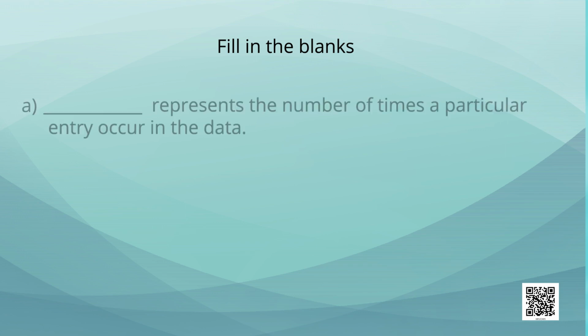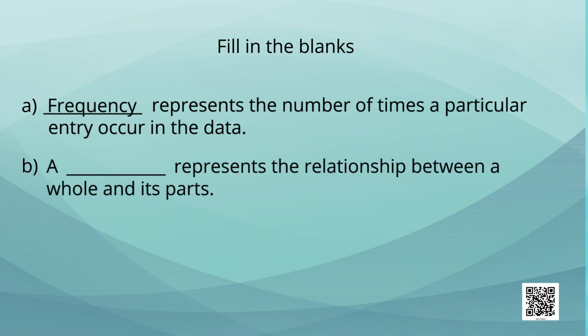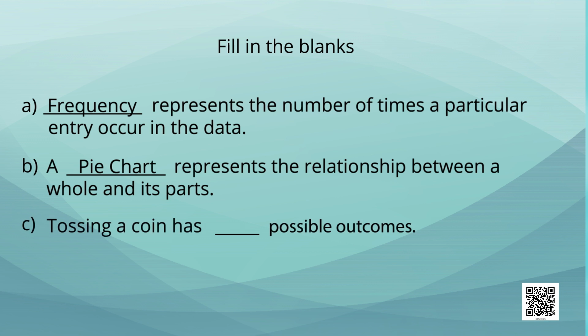First part. Dash represents the number of times a particular entry occurs in the data. What is the answer? The answer is frequency. B part. A dash represents the relationship between a whole and its parts. So what will be the answer here? It is pie chart. C part. Tossing a coin has dash possible outcomes. Children, can you tell me the answer? Yes, it is 2. Which are the 2 outcomes? Head or tail?